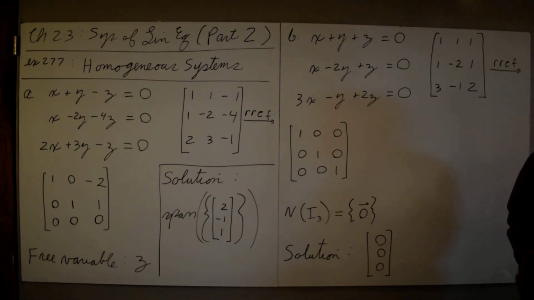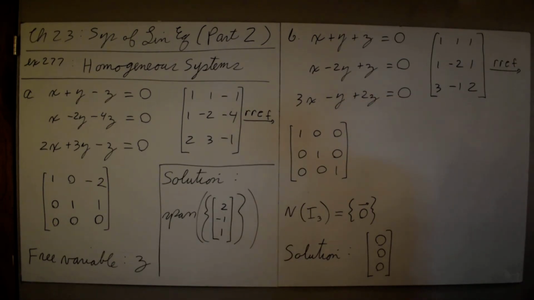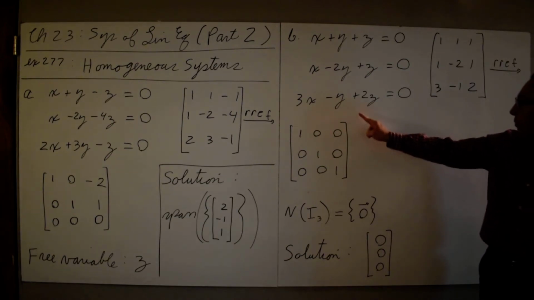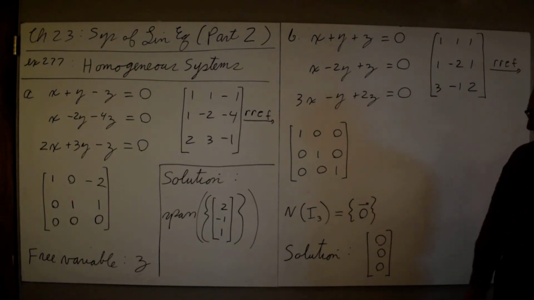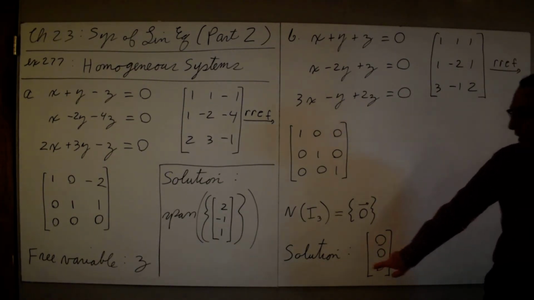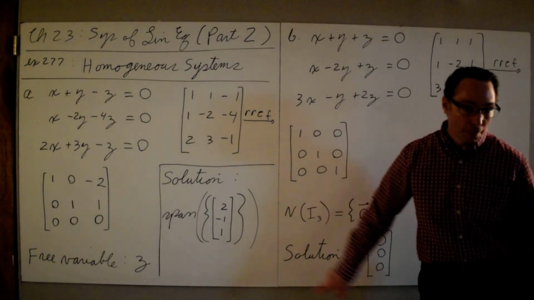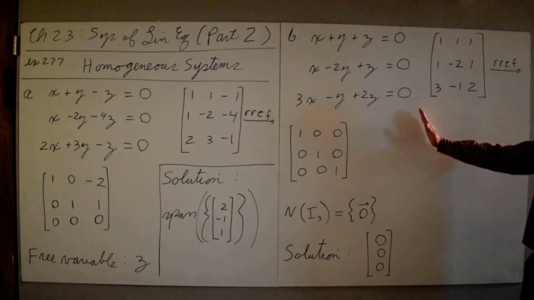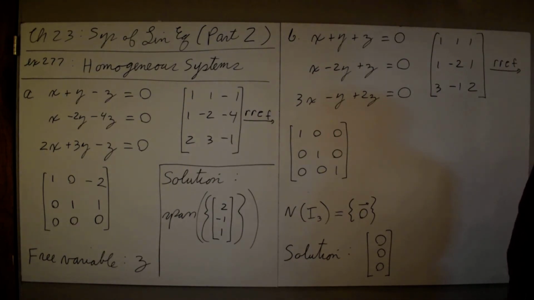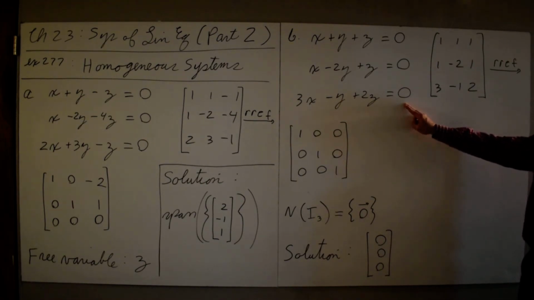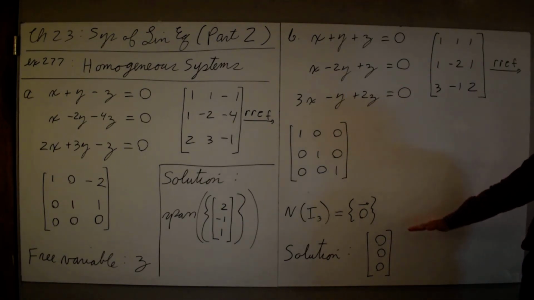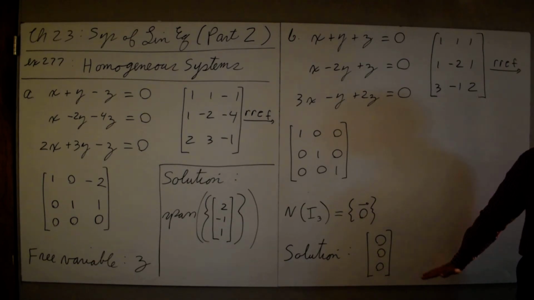I will say a homogeneous system always has at least one solution. Anytime you have any homogeneous system, the 0 vector is always a solution. Sometimes it's the only solution, sometimes it's not. But when you have a homogeneous system, you always have either one solution or infinitely many solutions. It's never the case that a homogeneous system has no solution, because the 0 vector itself is always a solution.